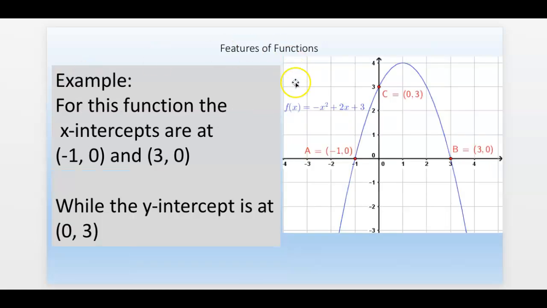As an example, here we have a function. It's a quadratic. It's upside down. For this function, the x-intercepts, again, are at -1, 0, right there, and right here, 3, 0, this point right here. The y-intercept is up here, all right, at 0, 3, that point right there where it crosses the y-axis. Crosses or touches, okay, either way.